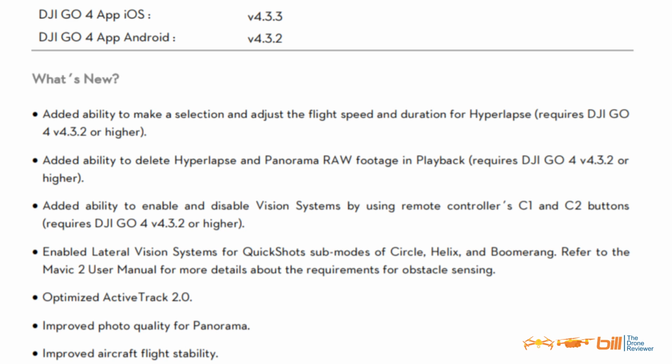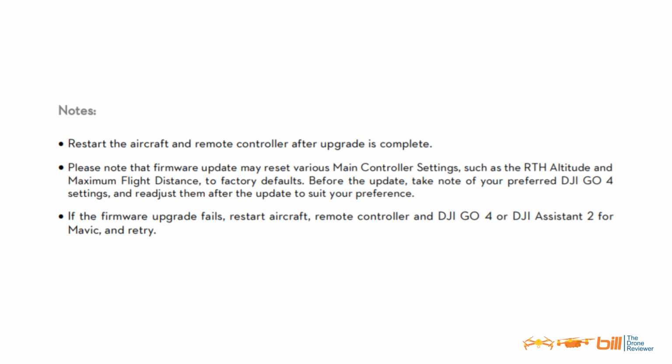Optimized Active Track 2.0. Improved photo quality for panorama. Improved aircraft flight stability. And we'll read the notes here as well. Restart the aircraft and remote controller after upgrade is complete. Please note that the firmware update may reset various main controller settings, such as the return to home altitude and maximum flight distance to factory defaults. Before the update, take note of your preferred DJI Go 4 settings and readjust them after the update to suit your preference. If the firmware upgrade fails, restart aircraft, remote controller, and DJI Go 4 or DJI Assistant 2 for Mavic and then retry. This is what's been included.